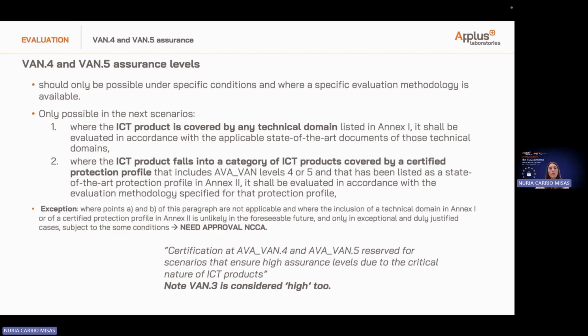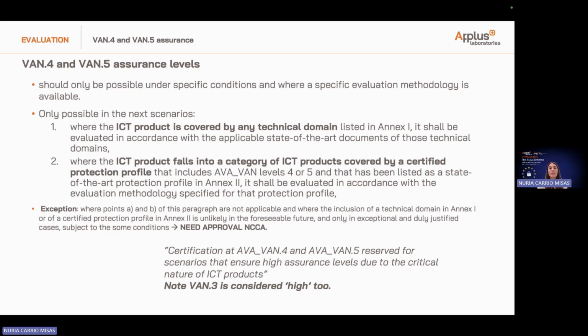Okay, what about the AVA_VAN 4 and AVA_VAN 5 assurance levels? Well, certification at AVA_VAN 4 and AVA_VAN 5 is reserved for scenarios that ensure a high assurance level due to the criticality of the ICT products, okay? So these levels will only be possible in the following scenarios: first, where the ICT product is covered by any technical domain already listed in Annex 1. Remember that we talked about smart cards and similar devices and hardware security boxes.